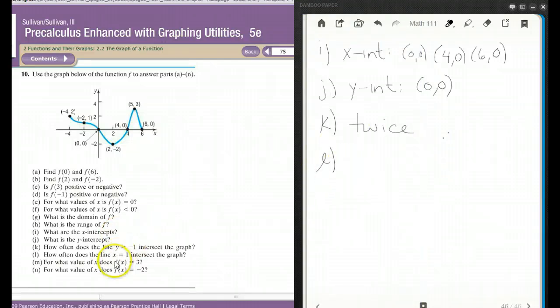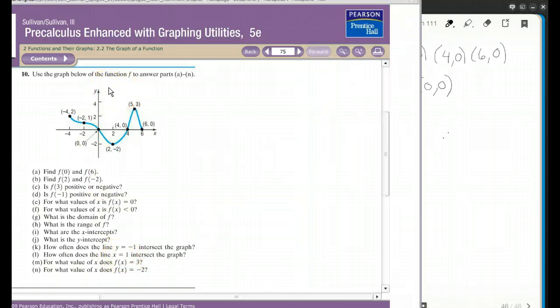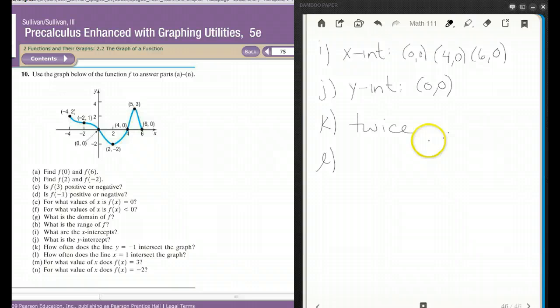Okay, what about the line x equals 1? Well, what kind of line is x equals 1? X equals 1 is the line where all the x coordinates are 1. It's a vertical line, right? That would be the line that passes through 1 and goes vertically up and down. Because this is a function and x equals 1 is a vertical line, it's only going to hit once. That's a requirement for being a function: any vertical line hits it just one time. It can't be a function and have it hit twice. So the answer to L is just once.